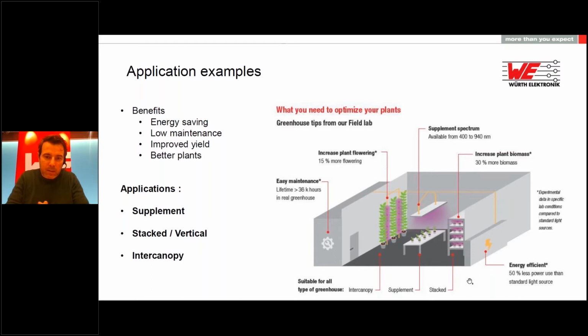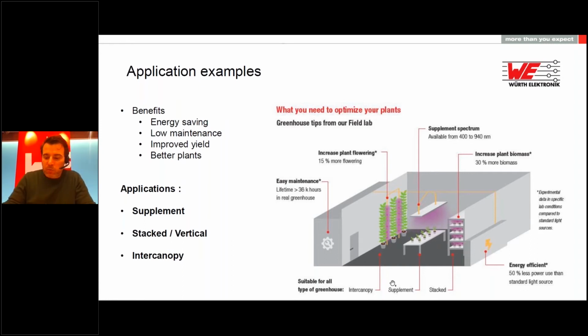And then the third model that is rather new is the intercanopy, where you can even go with the LEDs into the plant or around the plants and supply this energy, the light, at the leaves, exactly where they can take it or absorb it. But these are the different applications.